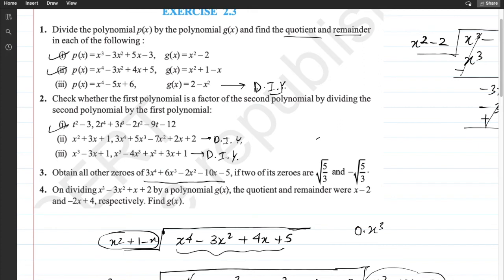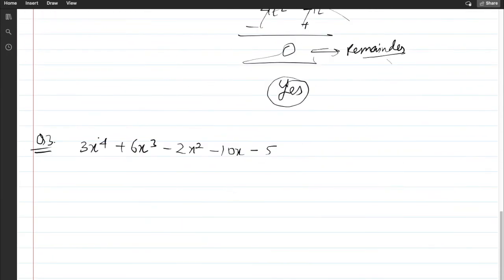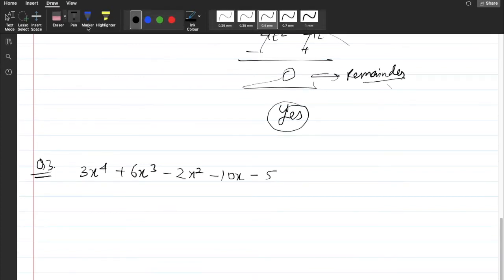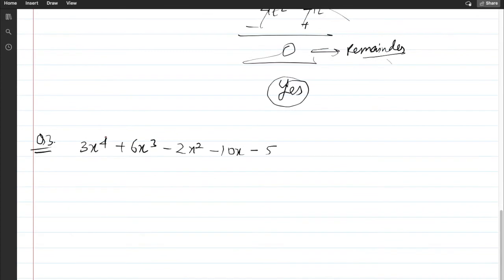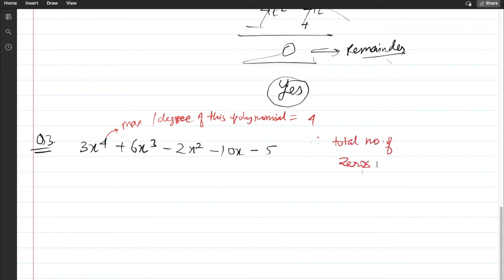Minus 10x minus, sorry, yeah. Alright, okay, so what you do is you calculate the degree, the maximum degree of this equation. That's the maximum power of the variable. So the maximum power over here is 4. So you will say that since the maximum power, or the degree of this polynomial, is 4, therefore the total number of zeros that this polynomial will have will be equal to 4.